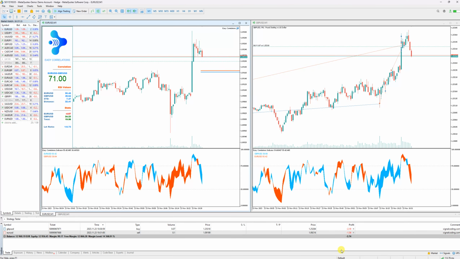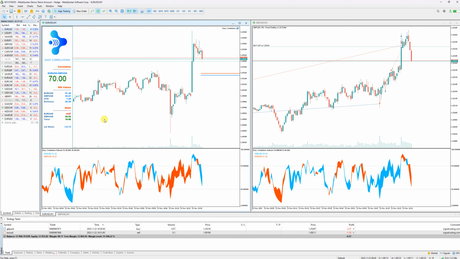So the only thing that you will need to do is to find two instruments that are correlated or negatively correlated. For this example, we have the euro dollar and the pound dollar that most of the times they're correlated. At this moment, the correlation is at 71, but in most cases it's higher. That means that they are correlated.